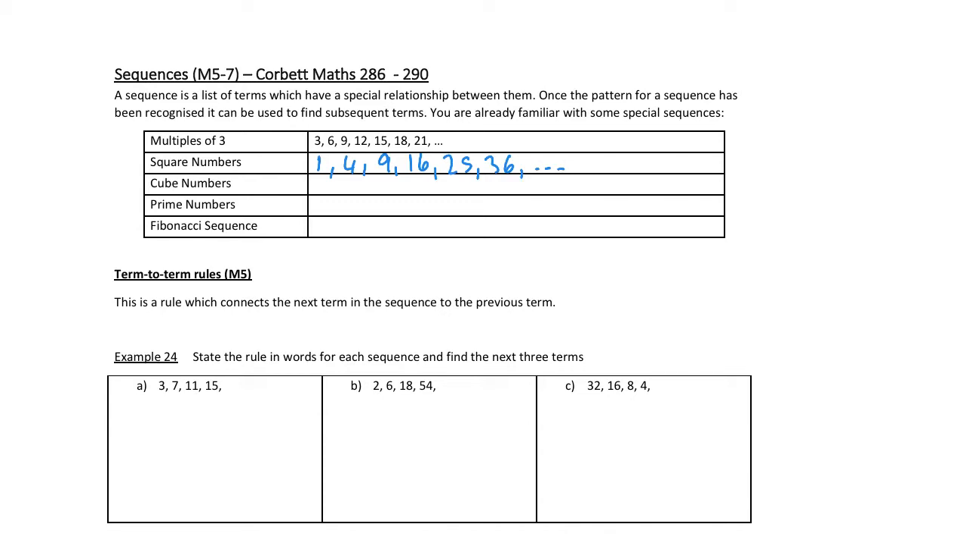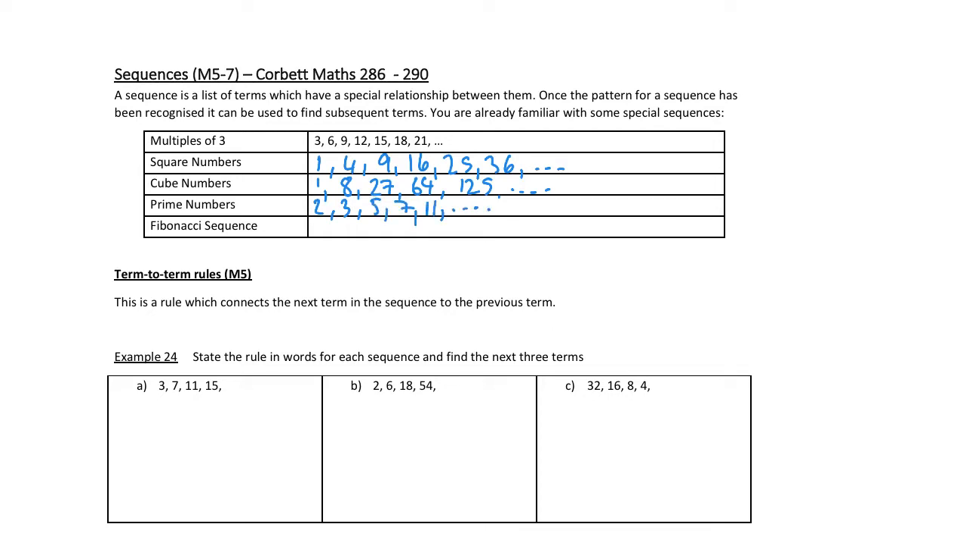The cube numbers, 1 times 1 times 1 is 1. 2 cubed is 8. 3 cubed is 27. 4 cubed, 64. 125, and so on. The prime numbers, so the lowest prime number is 2, then 3, then 5, 7, 11, and so on.